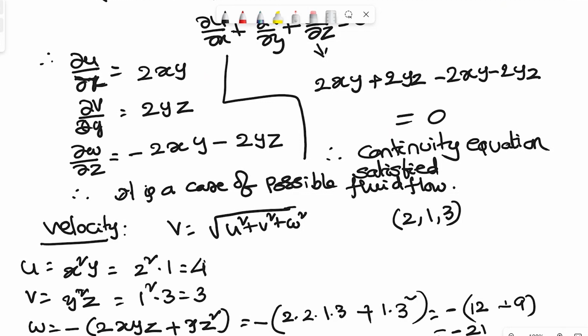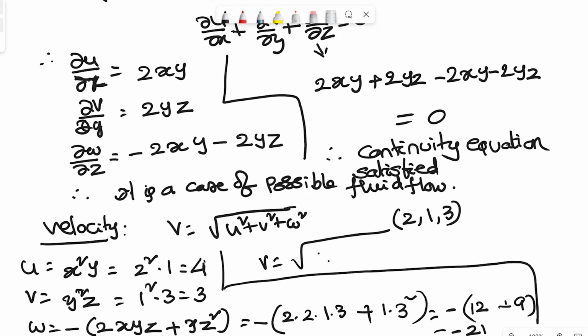Therefore, v is equal to square root of 4 square plus 3 square plus minus 21 whole square. If you do all this, we are bound to get 21.587.